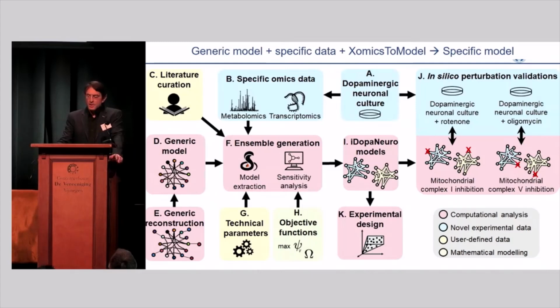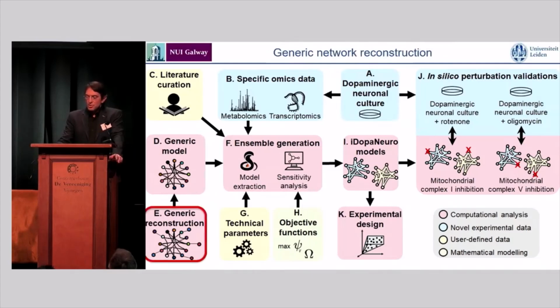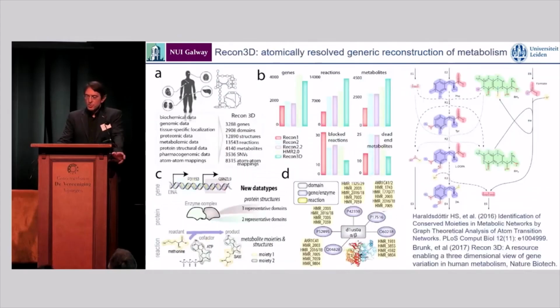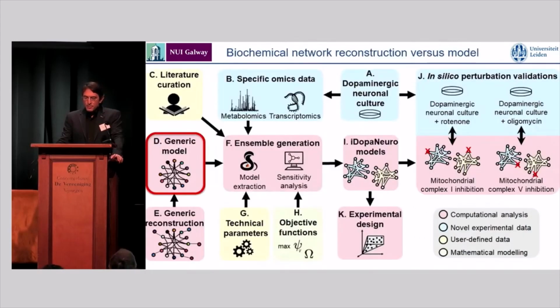from any human tissue. So at the start, you begin with a generic network reconstruction, and some of you might be familiar with Recon3D, which is what we started with, which is pretty much now fully anatomically resolved, or maybe 90% atomically resolved metabolic network reconstruction. We then extracted from that a generic model.